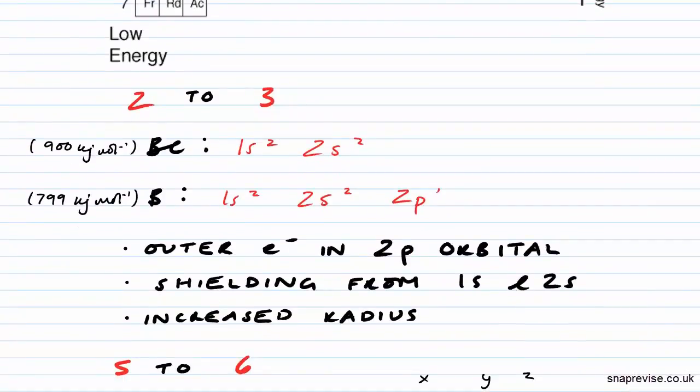First, let's have a look at the decrease between group 2 and group 3. Well, we have beryllium, which is in group 2. That has an ionization energy of 900 kilojoules per mole, whereas boron in group 3 has a lower ionization energy of 799 kilojoules per mole.